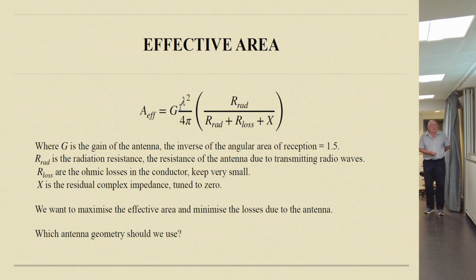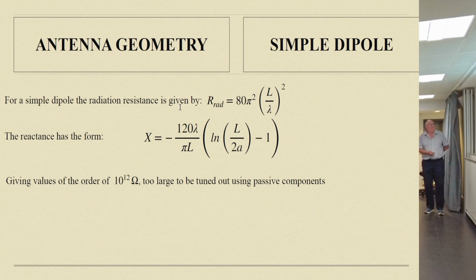So, which antenna should we use? We looked at a dipole. Now, the trouble with a dipole is that again, you have to have this relationship between the lambda and L. The radiation resistance is given by this equation, and the reactance has this form.